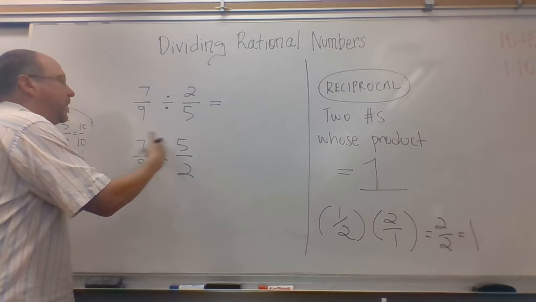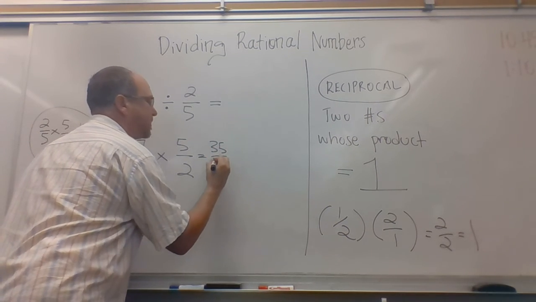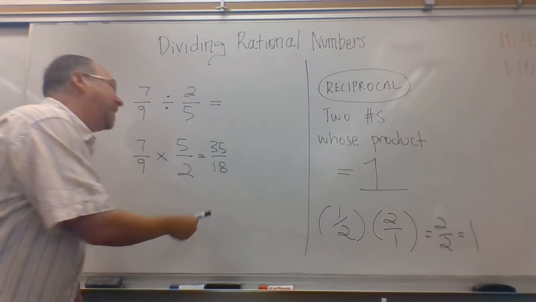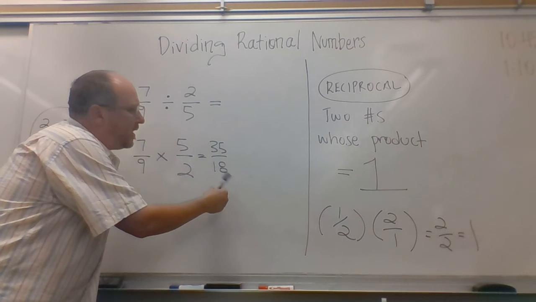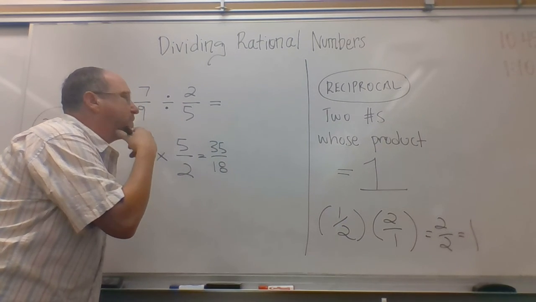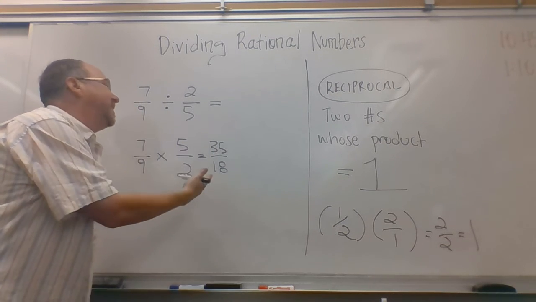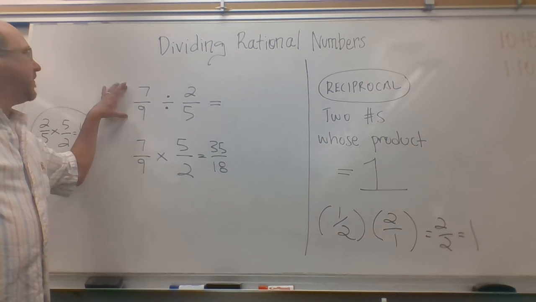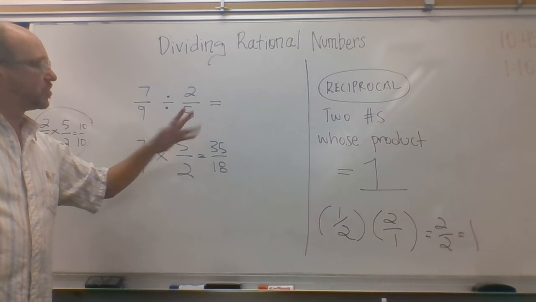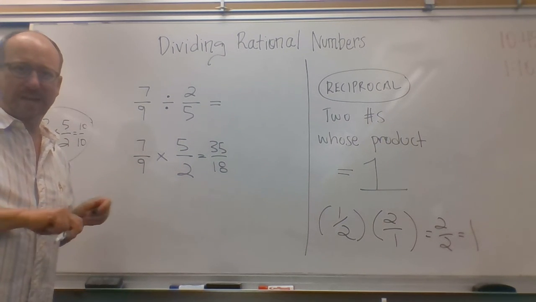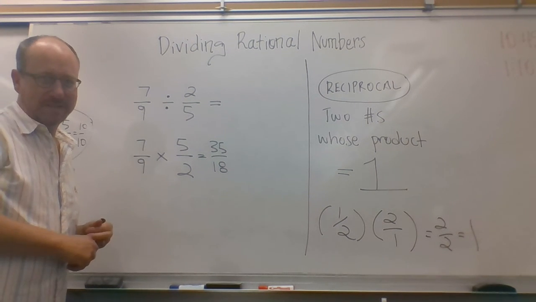All right, so now we're going to multiply. We get 7 times 5, 35, 9 times 2, 18. Are there any common factors? 1, 2, 3, 6, 9, 18. No, 35 is just 1, 5, 7. So no, this is actually done. 35/18 is our answer. So 7/9 divided by 2/5 is 35/18. If you're doing that estimation in your brain, I think that works. All right, dividing rational numbers. There it is, Math Ninjas.